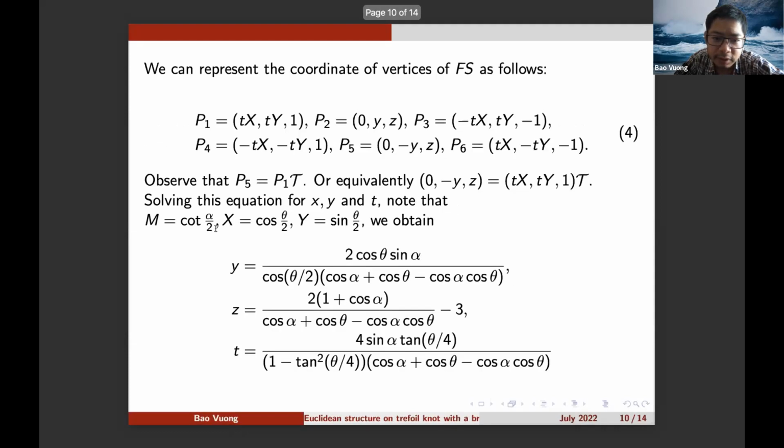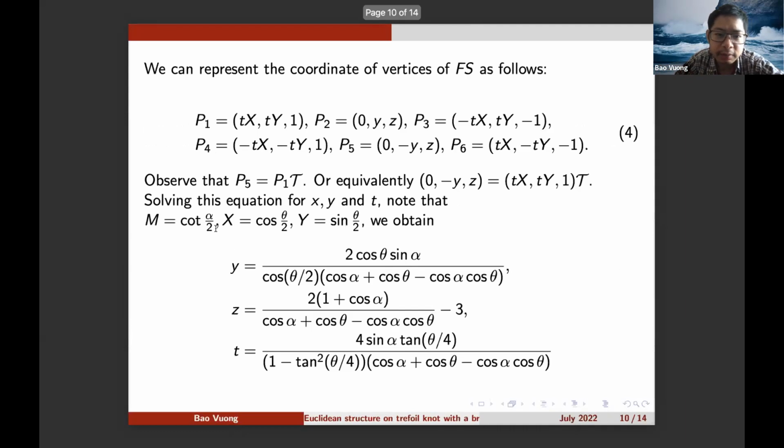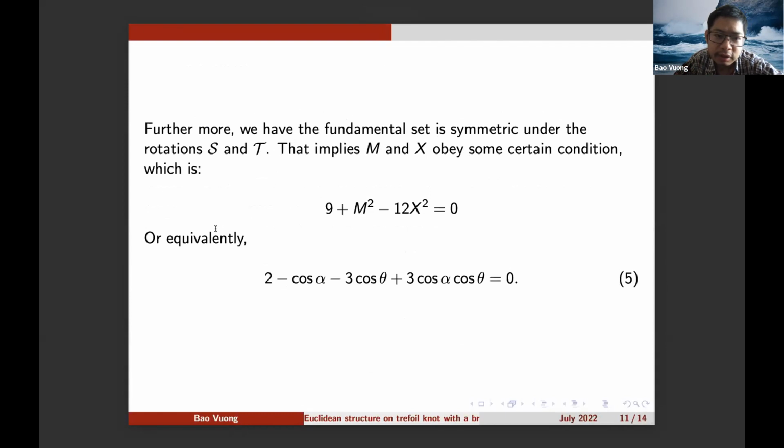And for that, we have that the fundamental set is symmetric under the rotations S and T, and that implies that M and X, the parameters in the coordinates, obey some certain condition that is shown on the screen, and it is equivalent to the relation between alpha and theta.